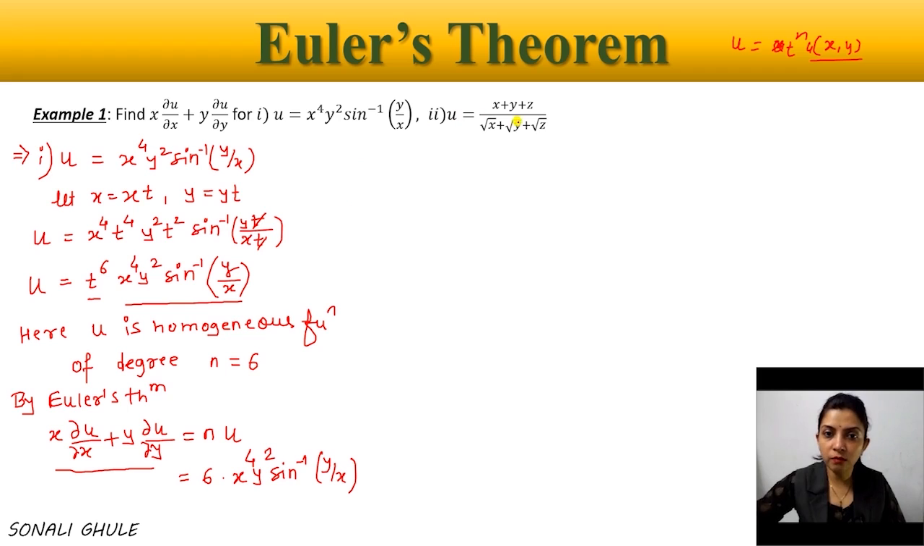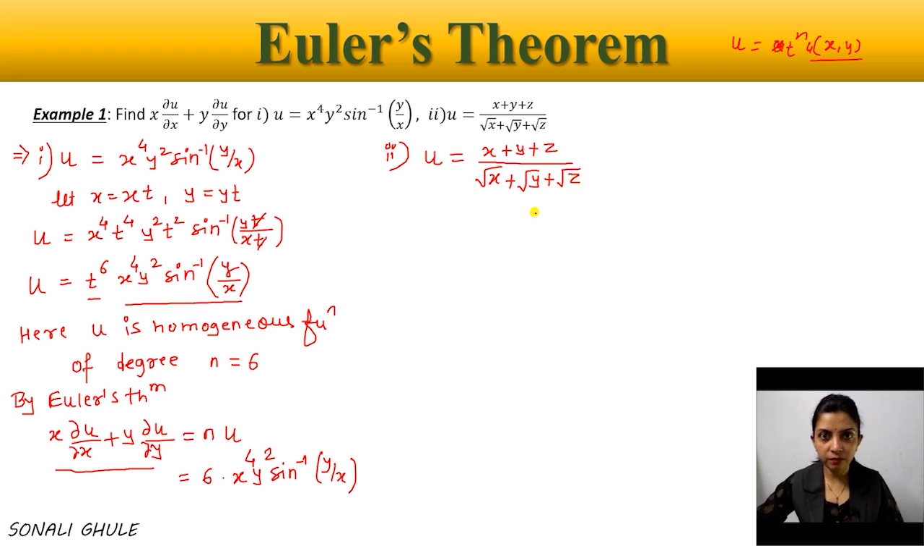Similarly, now I'm going to solve for this second function. Now I hope you all understood how to solve the example. You can solve it yourself also. Okay, let's solve here. For the second one, always write down the given function: x plus y plus z upon root x plus root y plus root z. Now the same procedure we have to do here. We have to put x equal to xt and y equal to yt and z equal to zt to check whether the given function is homogeneous or not.